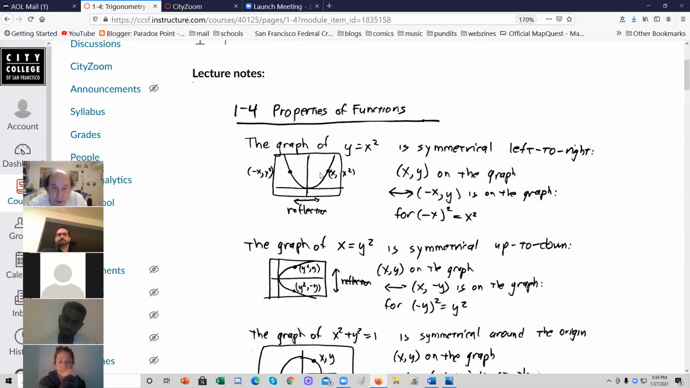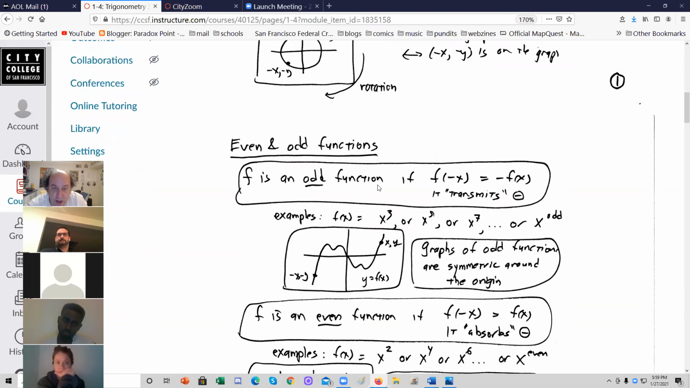Now, this thing about symmetrical left for right is related to something called parity. They're what are called even functions and odd functions. This is about what happens when you take f of negative x. An odd function is one for which f of negative x is negative f of x. So to speak, the negative comes outside, it transmits. For example, x cubed is odd. We take negative x and cube that, and that's the same thing as the opposite of x cubed.